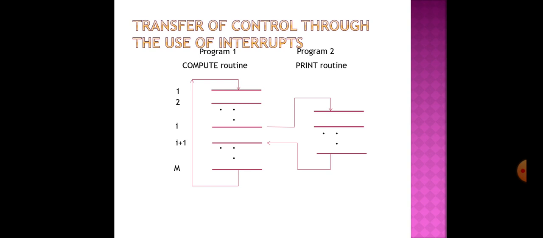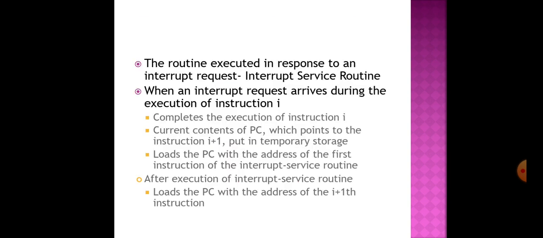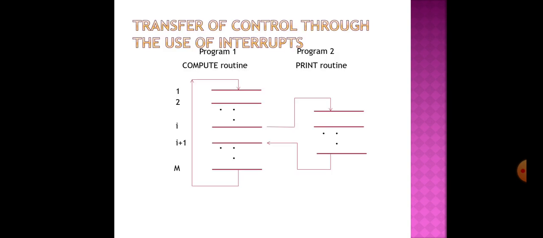Next is transfer of control through the use of interrupts. Here you can see two programs, program 1 a compute routine, program 2 a print routine. The compute routine has m instructions, and on executing the ith instruction it encounters an interrupt and transfers the control to the print routine. There it executes all the instructions in the print routine, and after completing it transfers the control back to the compute routine, that means to the i+1th instruction. The routine that is executed in response to an interrupt request is called the interrupt service routine. Here in our example, the interrupt service routine is the print routine.